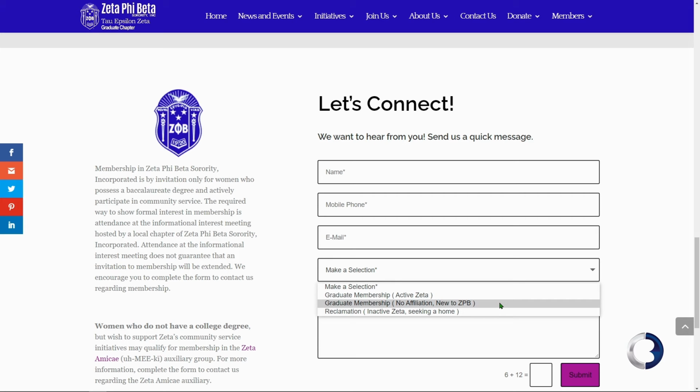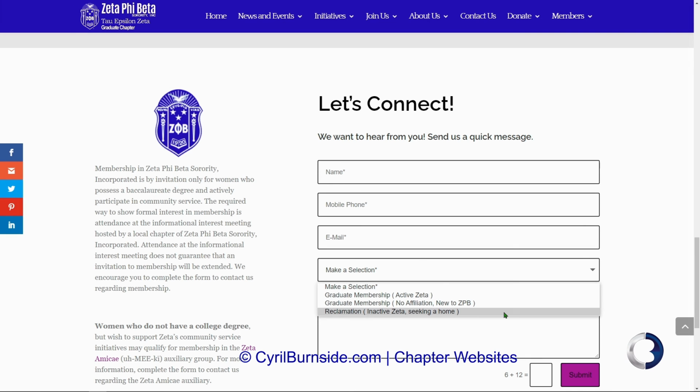You have your non-affiliate. These are ladies that have no affiliation to Zeta and are looking at joining the sorority or becoming a member at the graduate level. They did not do it at the undergraduate level. And then last but not least, you have your reclamationists, those that were active at one point and are no longer active, and now want to partner up with the chapter.